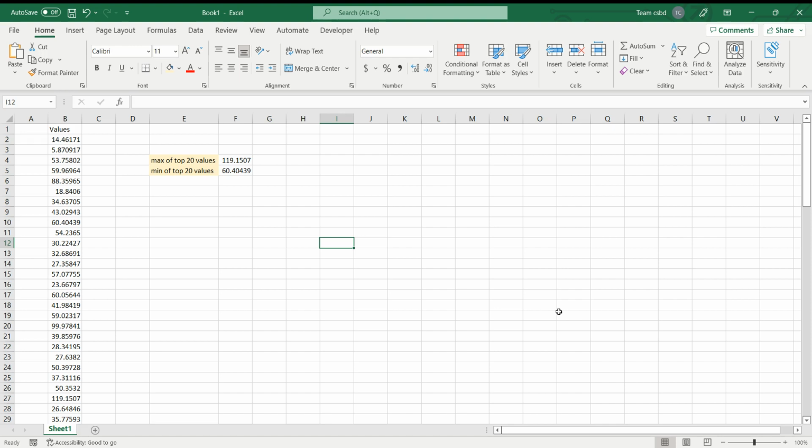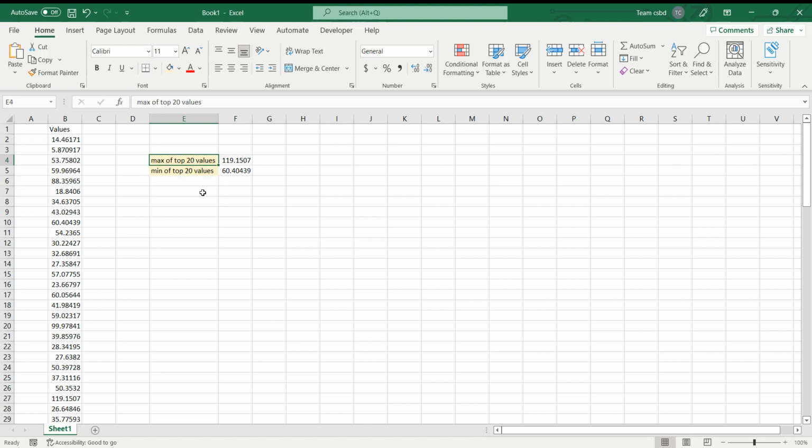Today we'll learn a basic trick, but we can use it to solve a lot of complex problems. One problem I was asked to solve: find the maximum of the top 20 values. It can also be the top 100 values, or the top 300 values. It actually depends on the question.